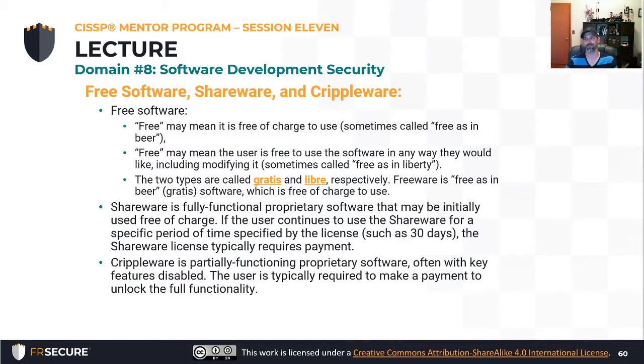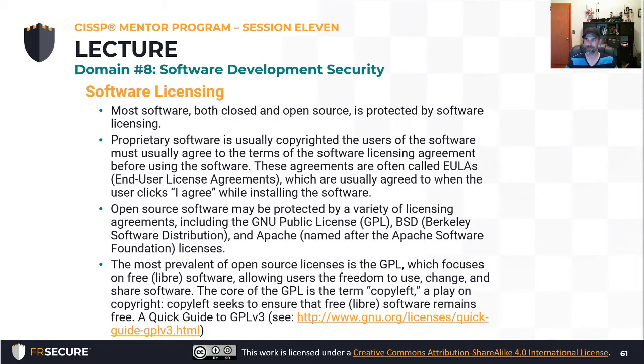Shareware is usually fully functional proprietary software used free of charge. It usually comes with some kind of time limit, and they usually want some kind of payment. And then crippleware is partially functioning, proprietary software that has key features disabled. So if you've ever tried to use a limited time offer on a software suite, it'll let you do 10 things, but 50 of the features are turned off.